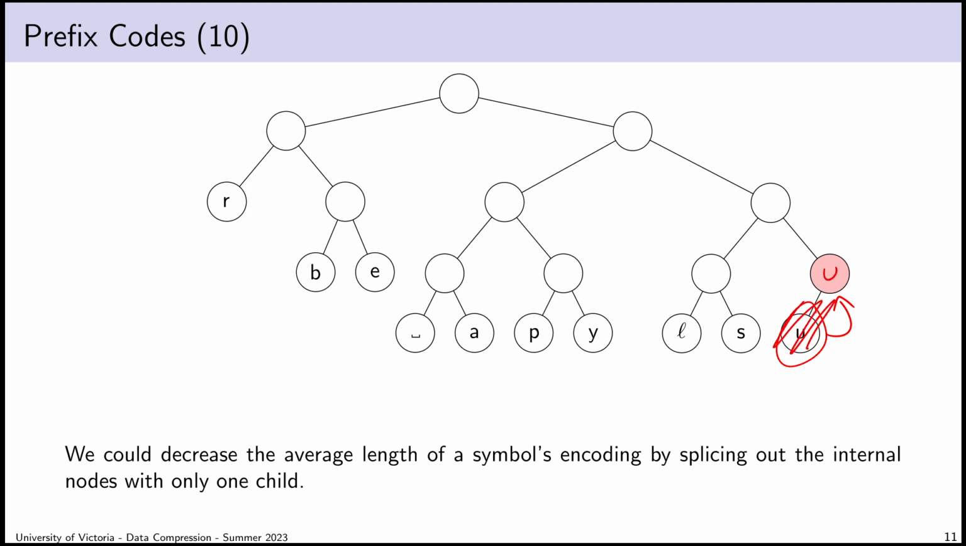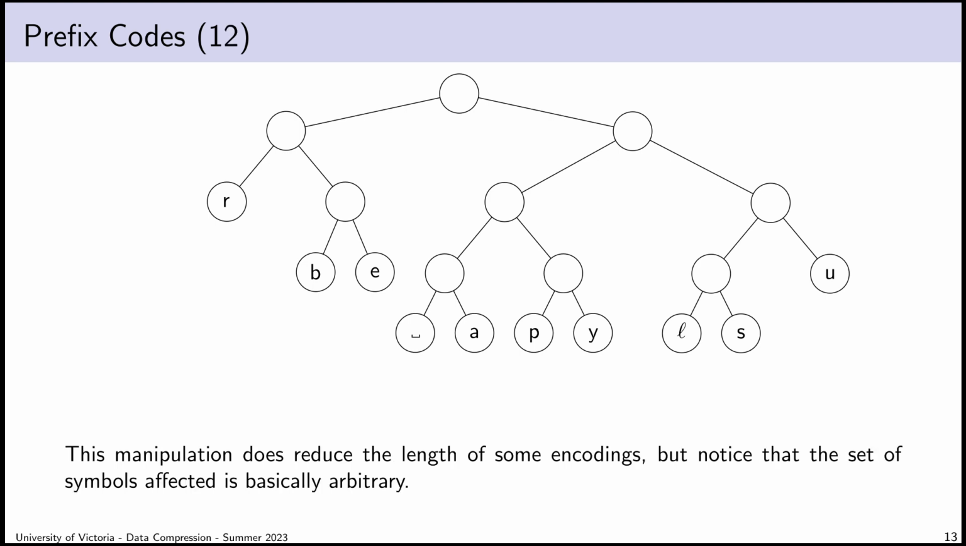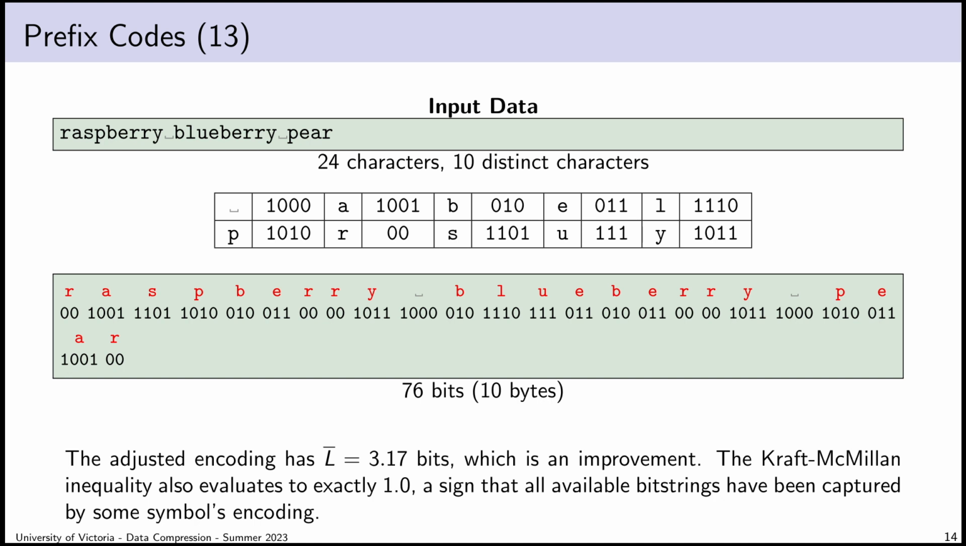So this node now contains U, and I no longer have a child. And therefore, the encoding for U decreases by another 1 bit. And that will improve L bar. It has to, because I've decreased the code length of some symbols, but I haven't increased the code length of any other symbols, so I am going to decrease L bar overall. And sure enough, the value of L bar is now 3.17. Previously, it was 3.33, so that is an improvement.